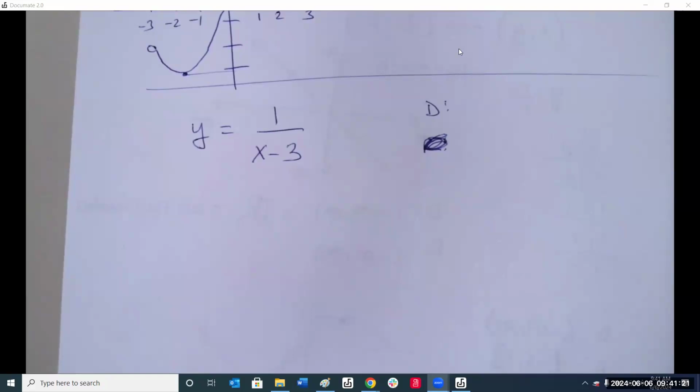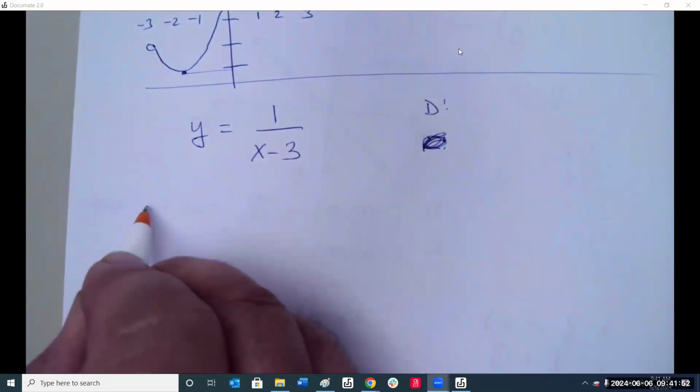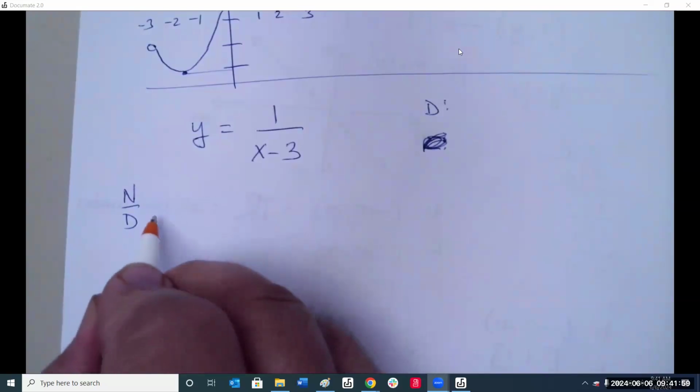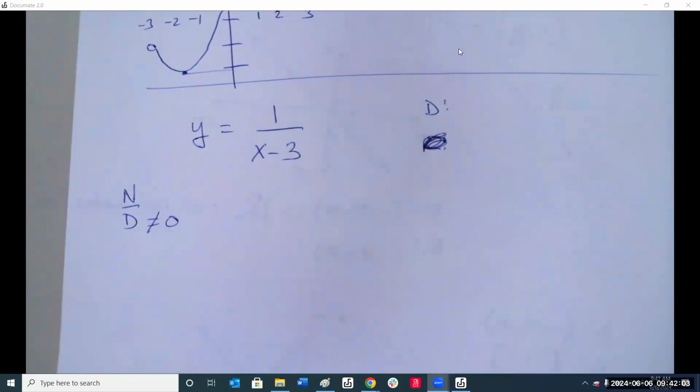So how about this one? What's my domain here? There's no graph to look at, so we have to know about equations. Looking at this, what rules can we apply here? What do we know about fractions? The only thing we know about fractions is that we have the numerator over the denominator. The denominator can never equal 0.